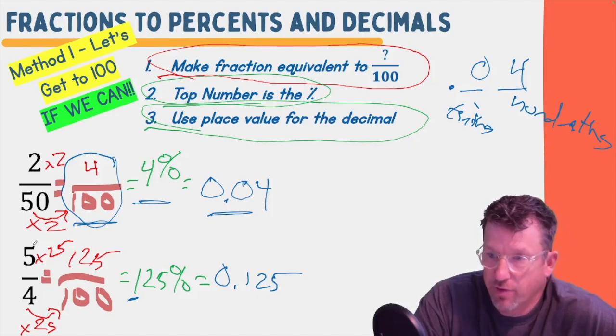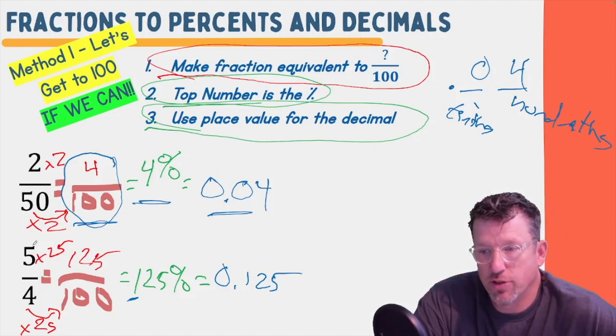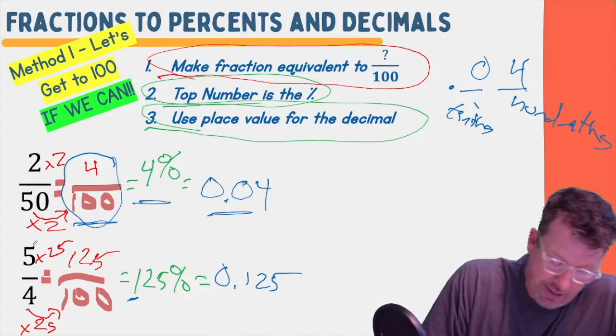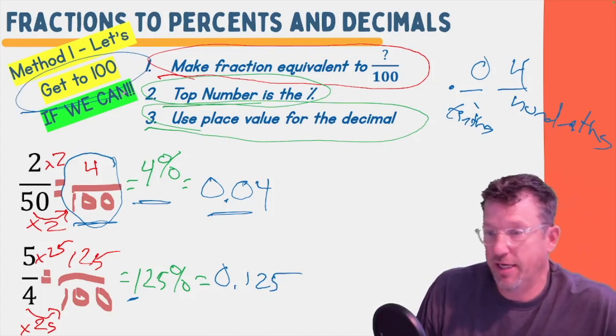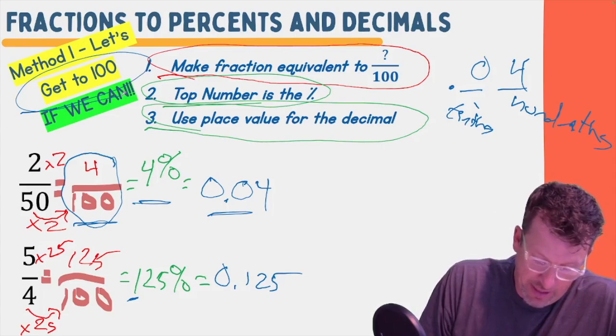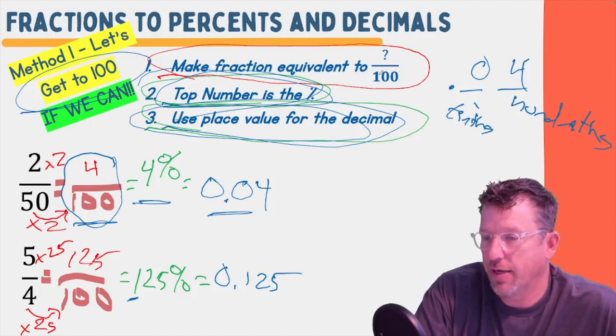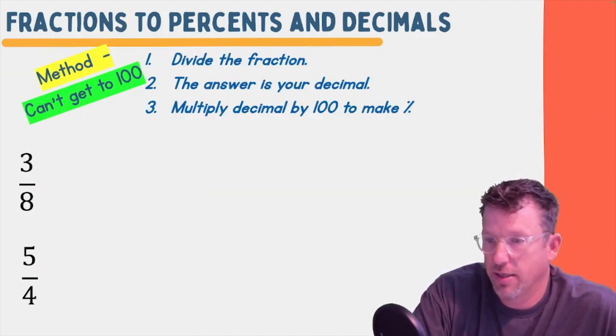Okay, so that one, review, fractions to percents and decimals. What's the first thing we do? Set it to 100. Set your fraction to 100. See this over here? Get it to 100. And if you can do that, then the top number is the percent. And then after that, say it out loud and put it in the place value chart. Okay? Let's try another one.